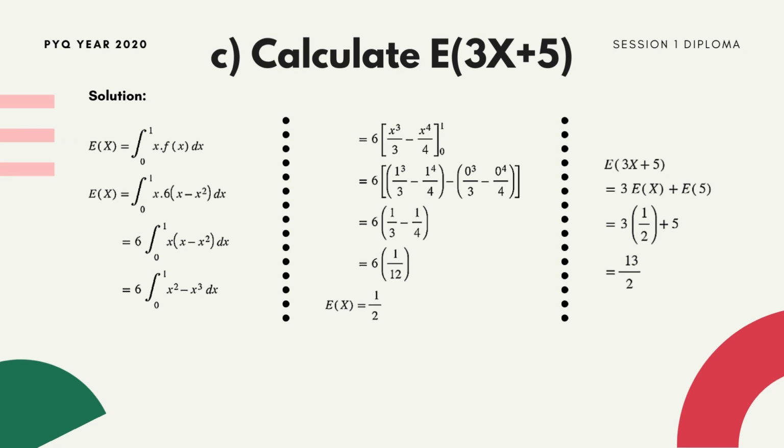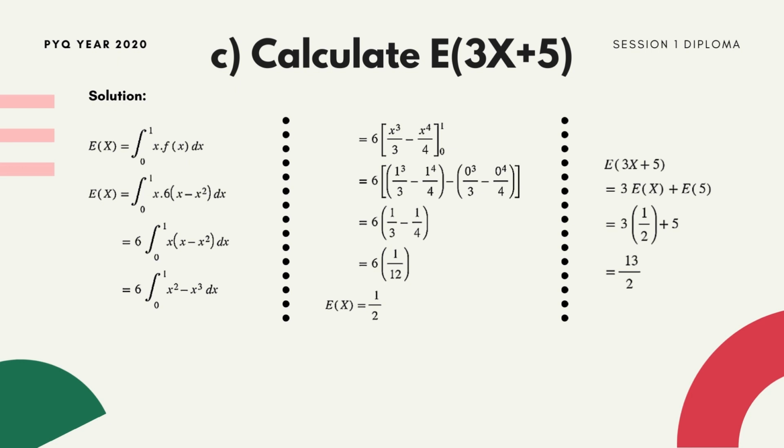Using the formula that we have stated just now, we will find the expectation of x by inserting the values given by the question, which creates the equation of the integral from 0 to 1 of x multiplied by 6 open bracket x minus x squared close bracket dx. After solving, we will get the expectation of x is 1 over 2.